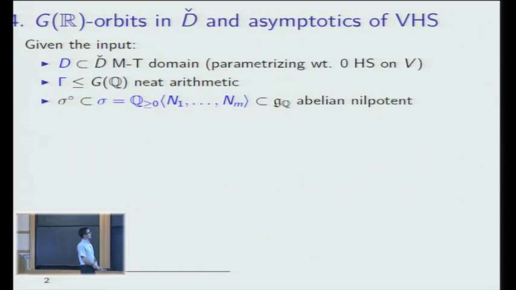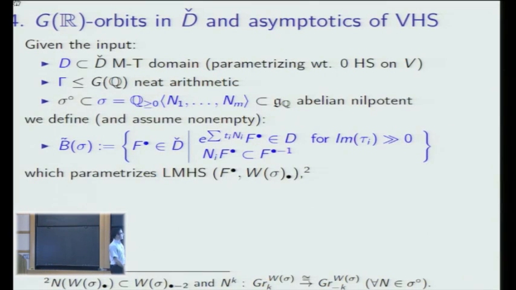Okay. So now I want to talk about the Hodge theoretic boundary. I will stop blitzing. So let me start over with a Mumford-Tate subdomain of a compact dual, parameterizing weight 0 Hodge structures on V, as usual. V might be the Lie algebra, might not. Let gamma be a neat arithmetic subgroup of G of Q. And then I take a cone. This will be the closed cone. This will be the open cone, generated by commuting nilpotent elements in G_Q.